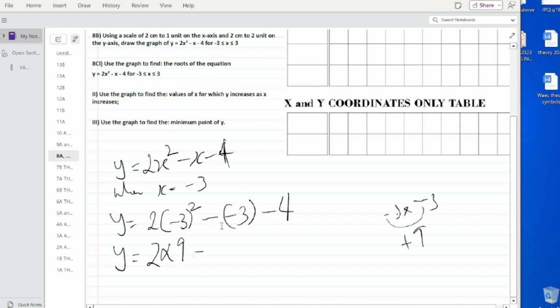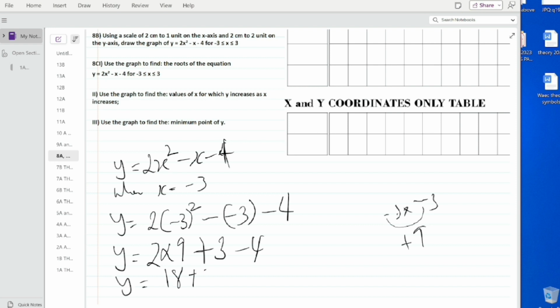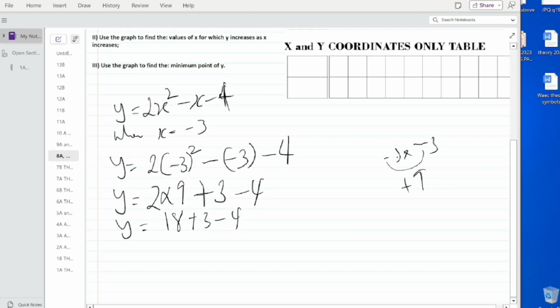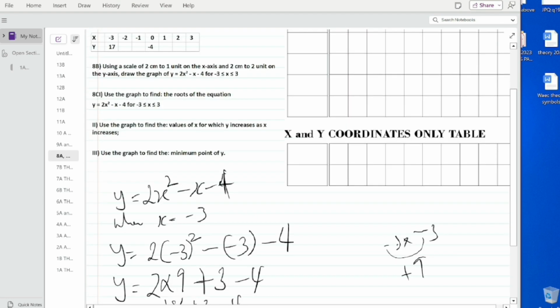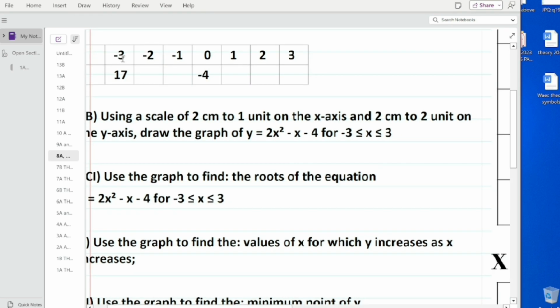Then we have minus minus 3. You can't have these two signs without trying to group them together or turn them into one. So minus times minus is plus, so we have plus 3 minus 4. y equals 2 times 9 is 18, plus 3 minus 4. y is equal to 18 plus 3 gives you 21, minus 4. 21 minus 4 gives you 17. Now going back to the table, we see that when our x is minus 3, y is 17.